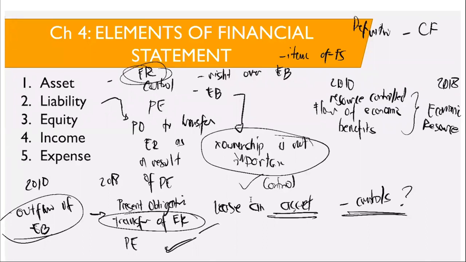Further, guys, under your conceptual framework, past events is known as your obligating event. What is this obligating event? That is the event which created the obligation. Your obligating event is either a legal obligation or a constructive obligation. Please do not mix this up with your knowledge on obligations and contracts. It's different. So under accounting, we have your legal obligation or constructive obligation.